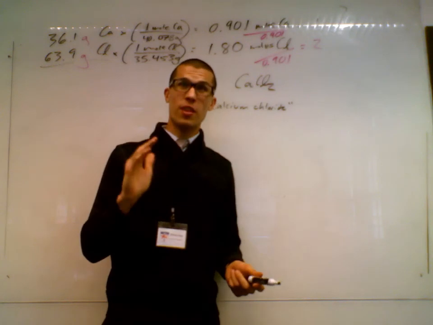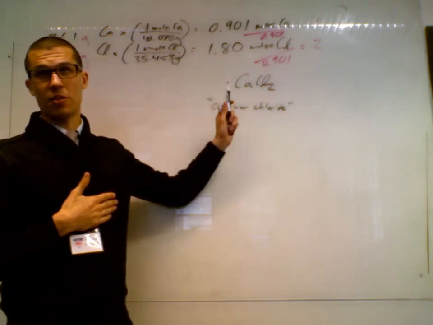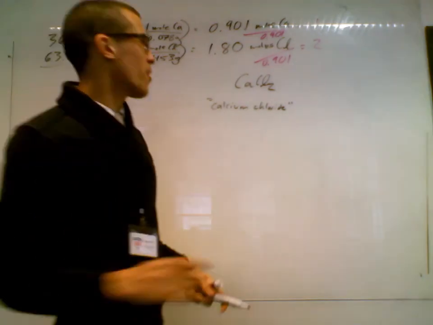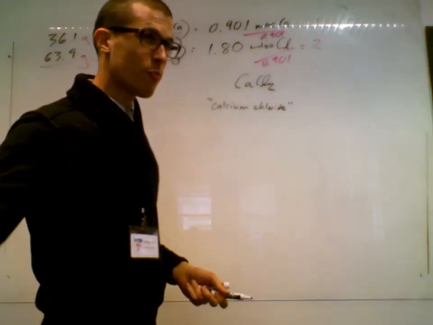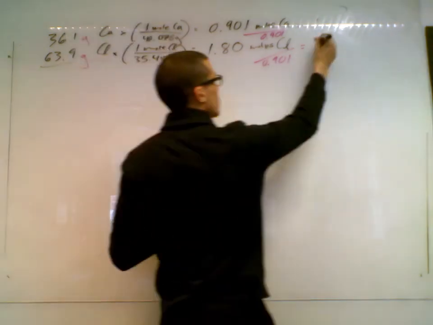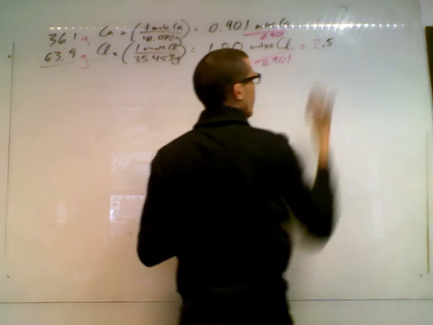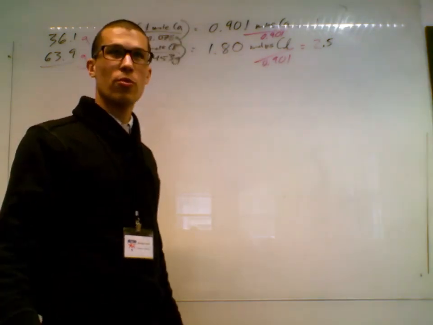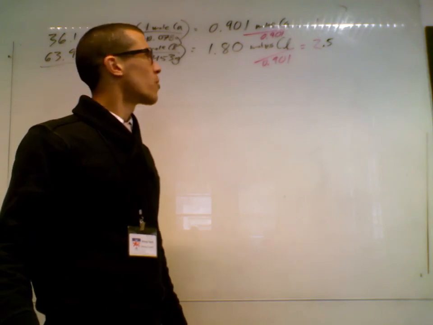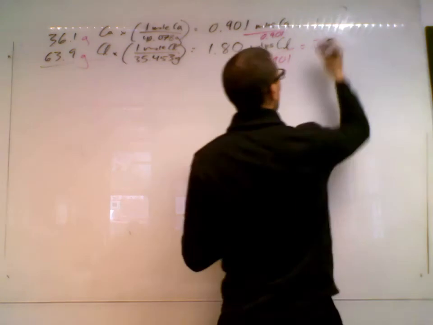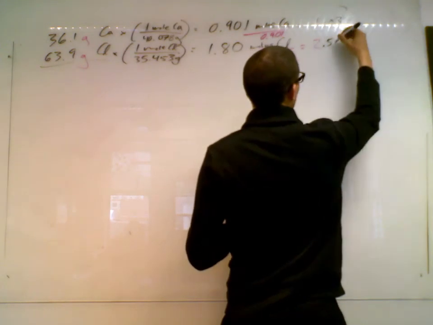Now this is one of the easier problems right here, because it's very clear this is a 1 and that's a 2, right? But what if we would have gotten a different ratio here? What if this ratio would be 2.5? Oh man! What do we do? You multiply both of these numbers by 2. So you multiply this by 2 and you multiply that by 2.